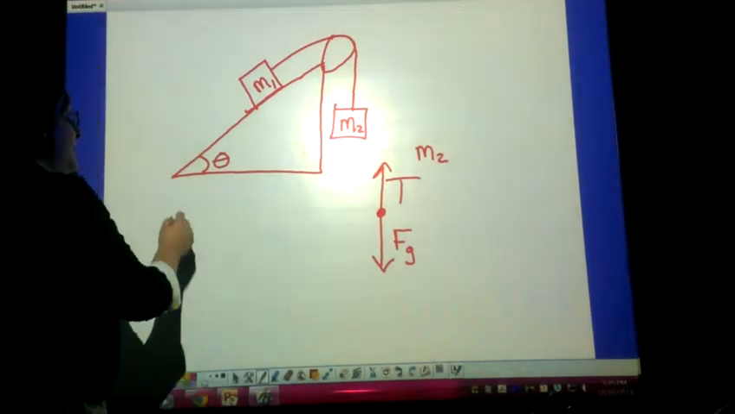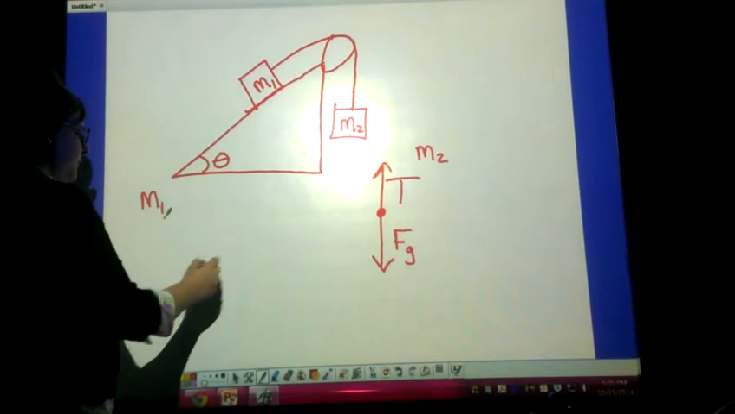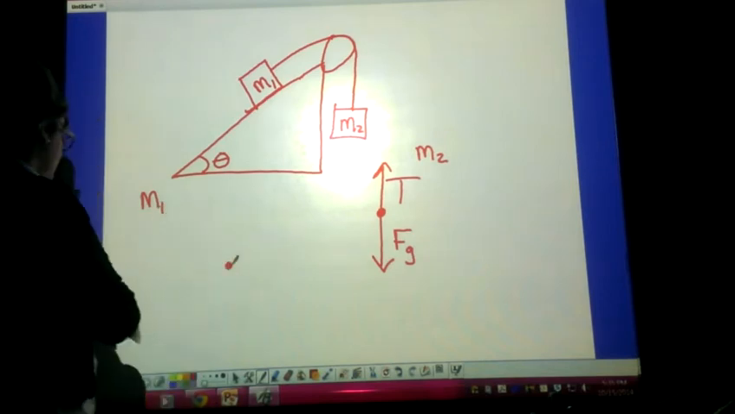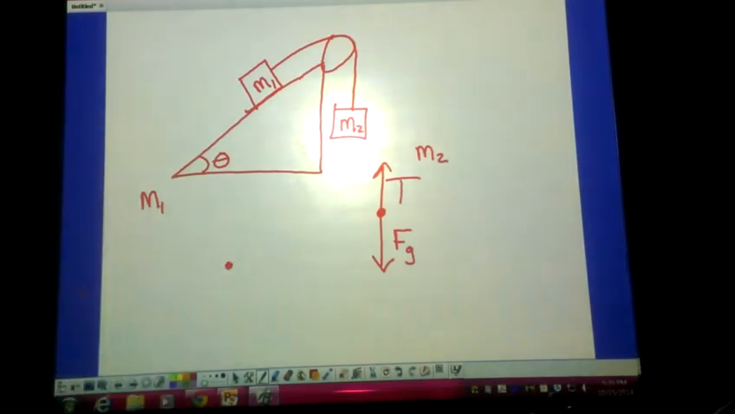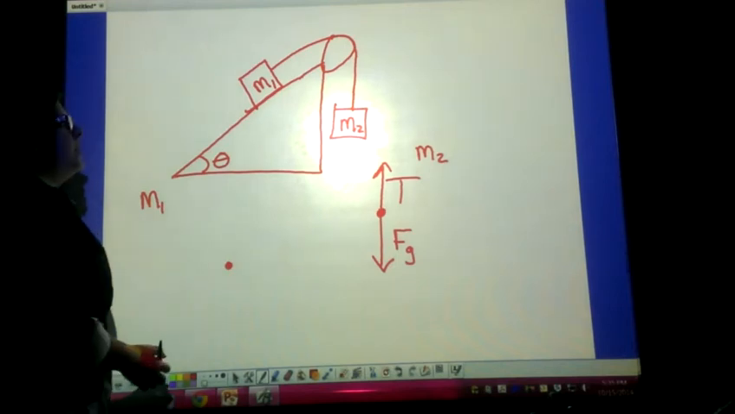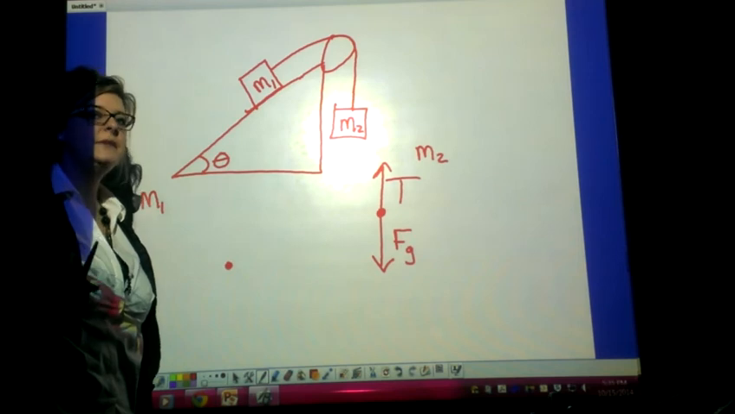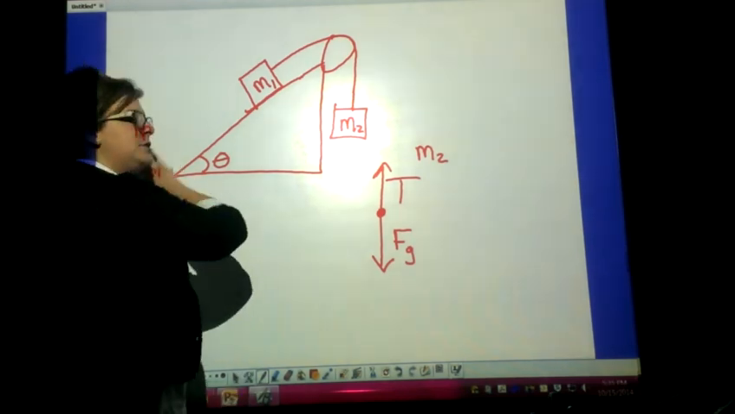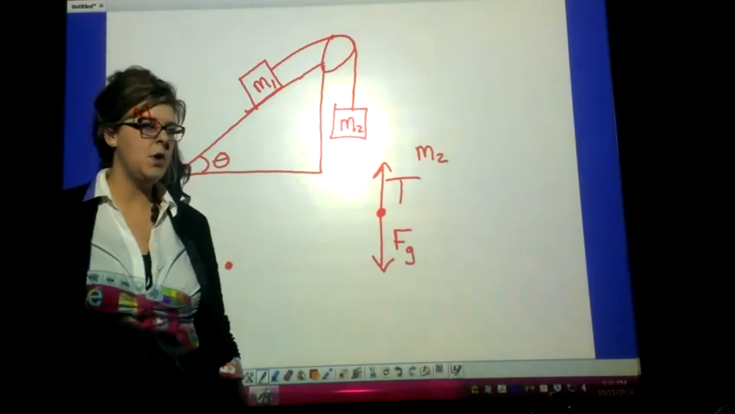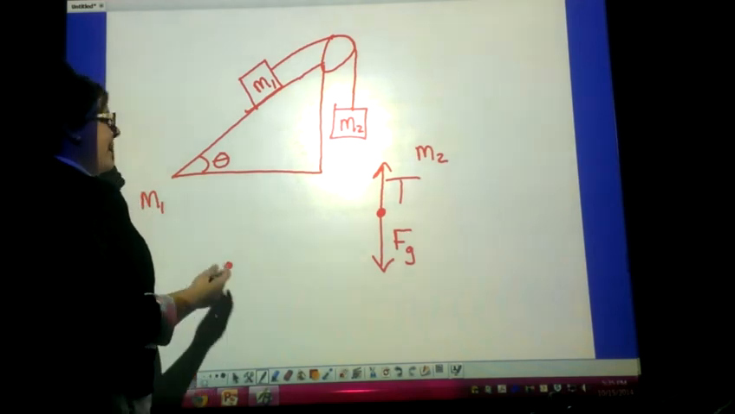Easy enough. Mass 1 is going to be more difficult. So here's my mass number 1. I'm representing it as a particle, remember. Let's talk about all of the forces that are acting on it. It's on an incline, which makes this even more difficult. First of all, let's always go weight force, because we know that the weight force is always acting on any mass.